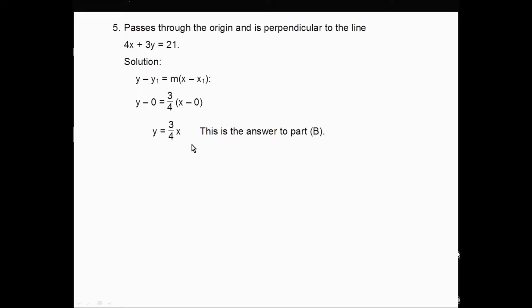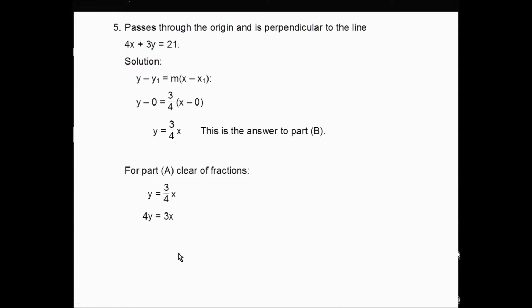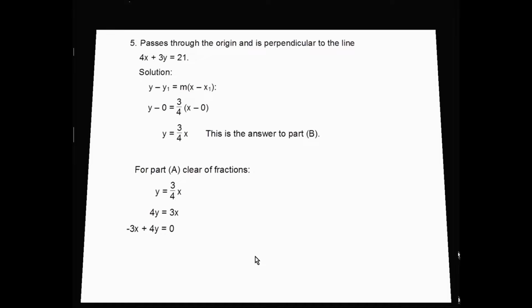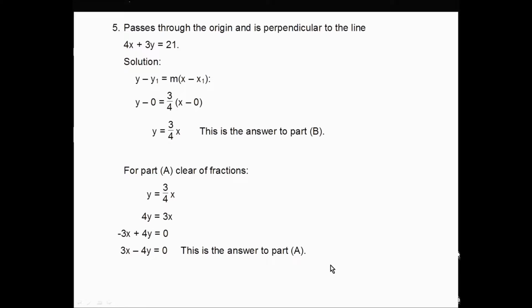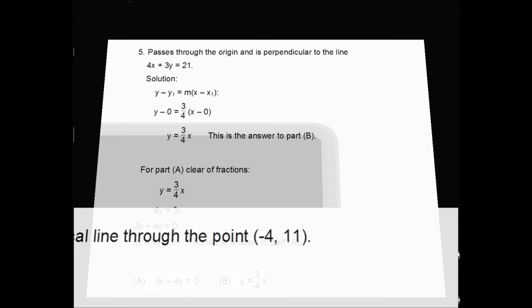So to get part A, I just keep working on this. Remember, no fractions. So clear fractions, multiply by 4. 4y is equal to 3x. Now remember, general form wants the variables on the left with x first and the constants on the right. Notice, the constant is 0. So subtracting 3x, I get negative 3x plus 4y is equal to 0. I'm not allowed to have a negative coefficient on x in general form, so change all the signs. So 3x minus 4y is equal to 0. That's part A. So for part A, 3x minus 4y equals 0, and for part B, y is equal to 3/4 x.